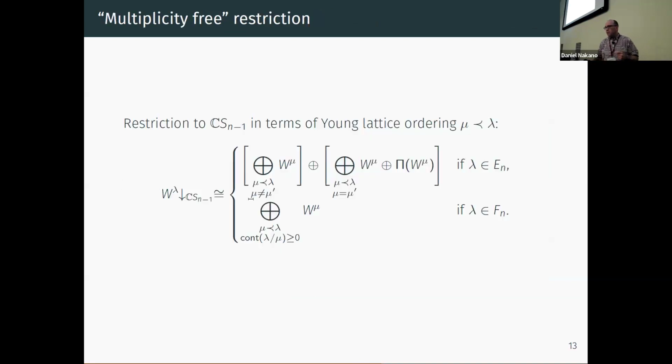Okay, and before I get to the results, you also have a nice multiplicity-free restriction theorem, just like you do in the classical case. You can describe the restriction of one of these W lambdas to the next smaller symmetric group in terms of the usual Young lattice ordering, where one partition is directly below another if you get it by removing a single removable box. This is literally a multiplicity-free decomposition if you only allow even isomorphisms between modules. Otherwise, if you allow odd isomorphisms, then W mu and pi of W mu, the parity shift, are isomorphic. So it depends on how picky you want to be about what it means to be isomorphic.